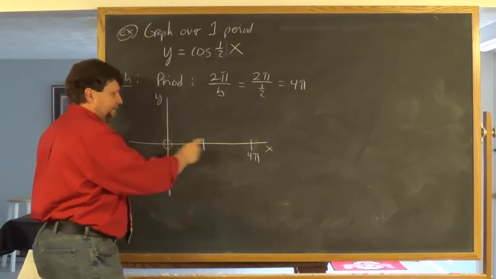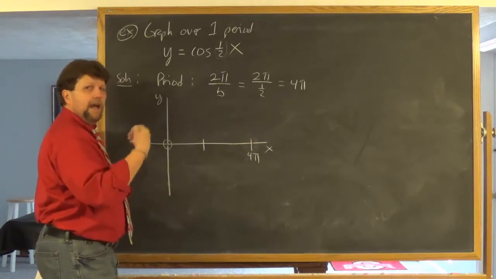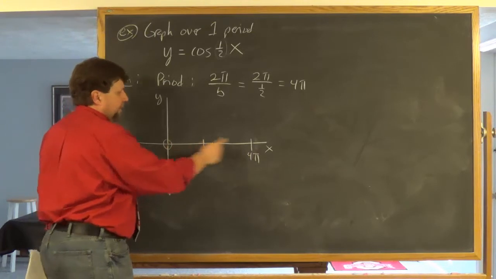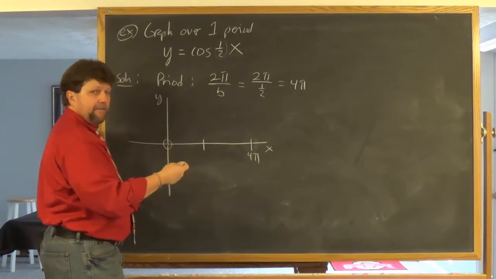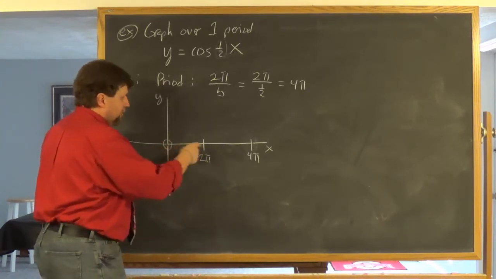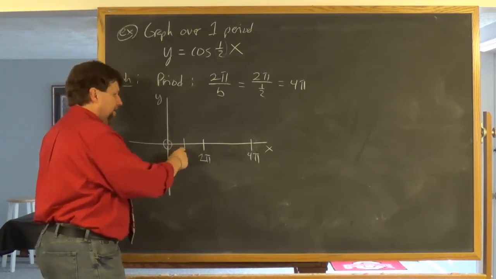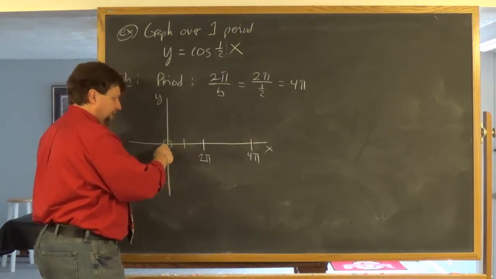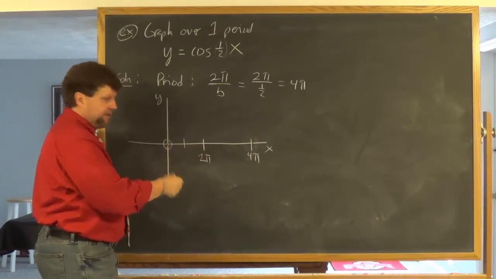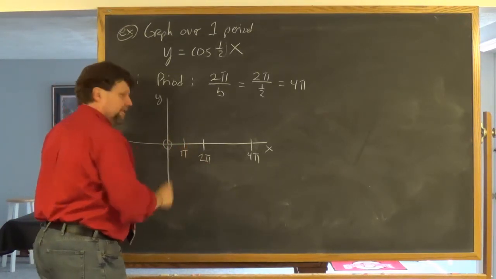Well, it's the average. It's the midpoint between 0 and 4 pi. How do you find the average? Add these together and divide by 2. So 0 plus 4 pi is 4 pi. Half of 4 pi is 2 pi. The first quarter point is halfway between the left endpoint and the midpoint. So how do you get the point that's halfway between 0 and 2 pi? Add them together, divide by 2. So 0 plus 2 pi is 2 pi. Half of 2 pi is pi.